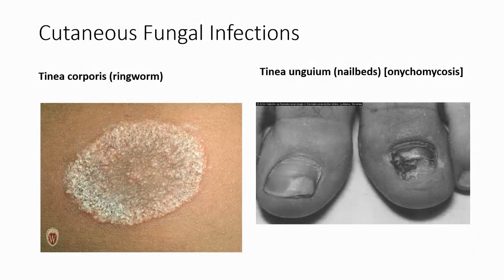Tinea corporis is fungus on the body. You can see this right here, this round, kind of crusty, circular type of lesion, and another name for that is ringworm. Tinea unguium is a fungus on the nail beds. It could be the toes, it could be the fingernails. Onychomycosis is another name for that, meaning a fungus on the nails.